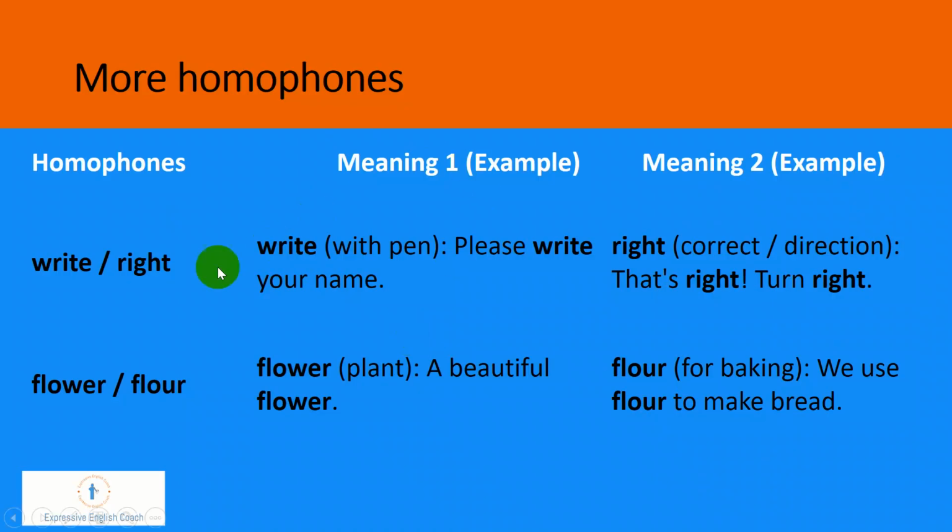Okay. Then flower and flour. Now, flower first is a plant, like a beautiful flower, beautiful rose flower. Flour 2 is for baking. We use flour to make bread. Yeah, we use it to make bread. We also use it to make some chapati. We use flour to make some dumplings.